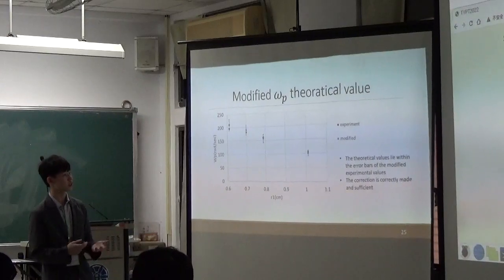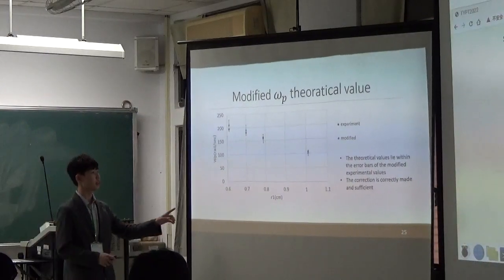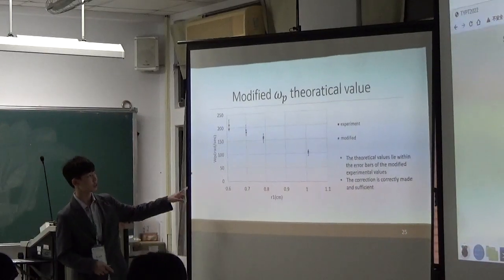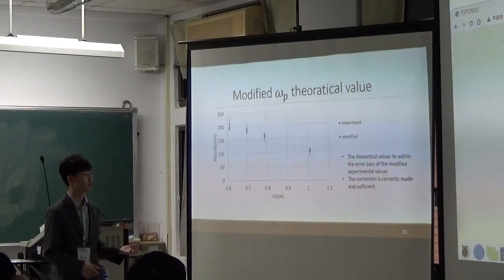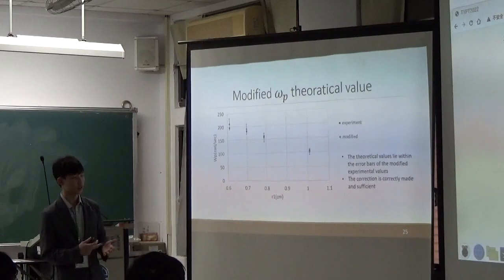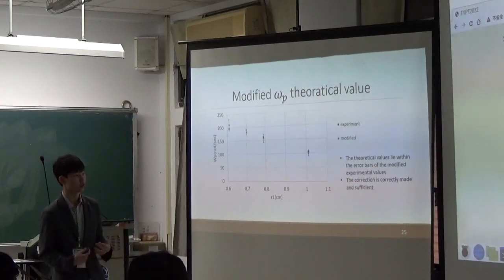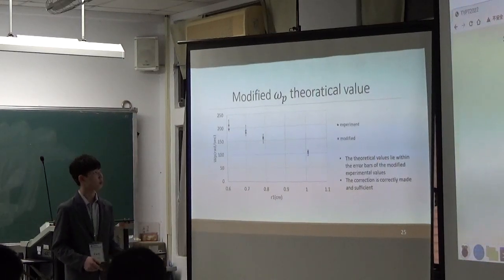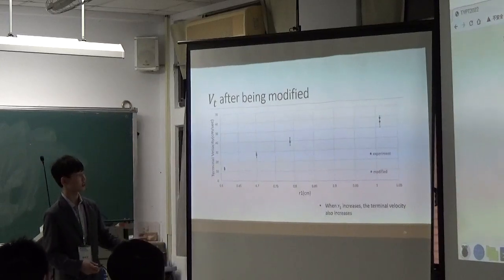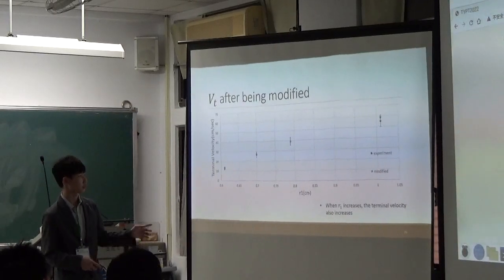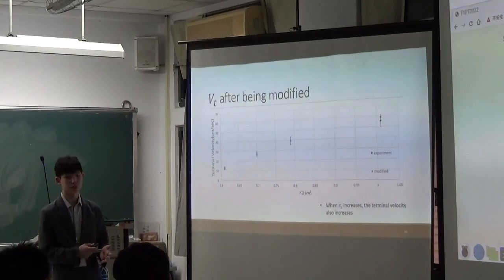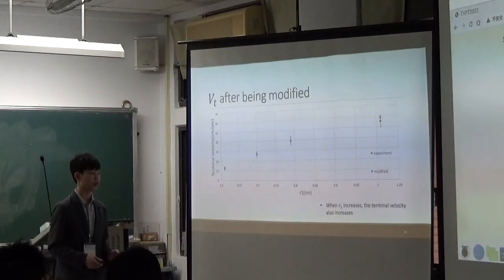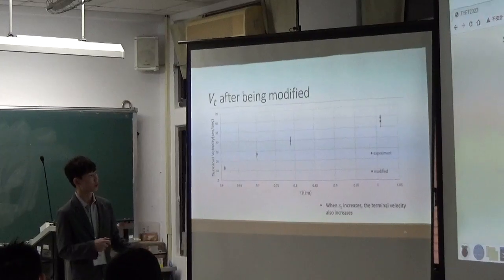After our correction, we can see that the correction data and the experiment data are very close, which proves that our correction is correct. And the terminal velocity is the same. And in this diagram, we can see that when R1, which is the inner radius, increases, the terminal velocity will also increase from here.